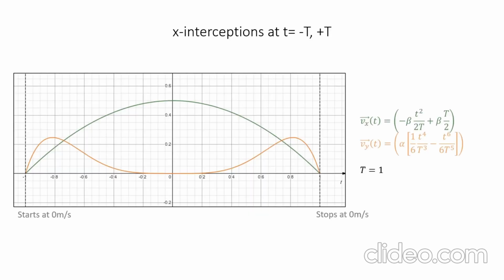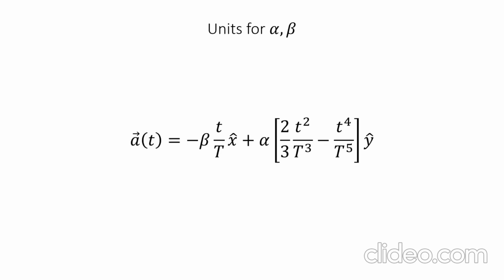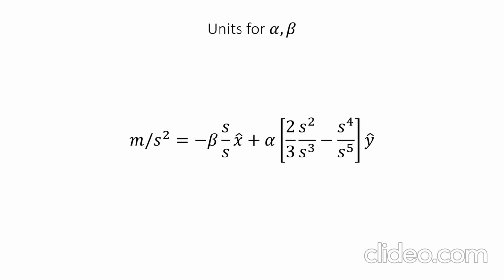The variable t is bounded between negative capital T and positive capital T because they are the roots of the velocity function, and we know the helicopter must be starting at rest and stopping at rest. Now let's figure out the units for the constants alpha and beta. The unit for time will cancel out, so the result of the equation will be meters per second squared for beta, which is a unit for acceleration, and meters per second for alpha, which is a unit for velocity.